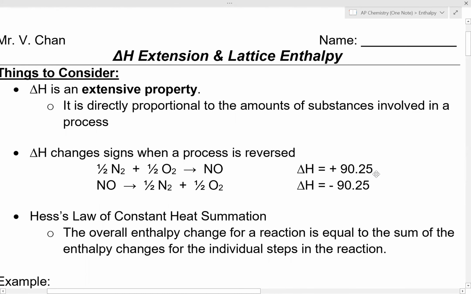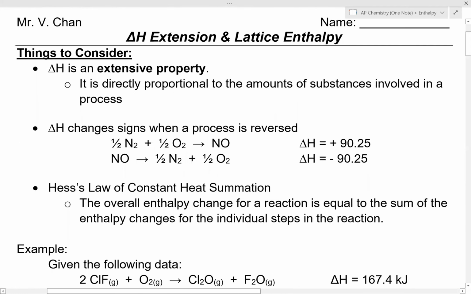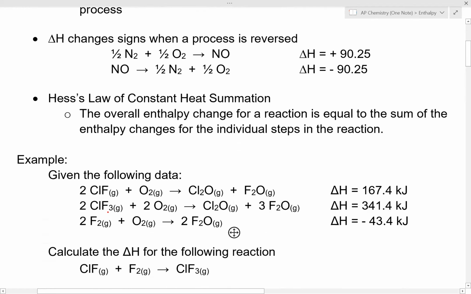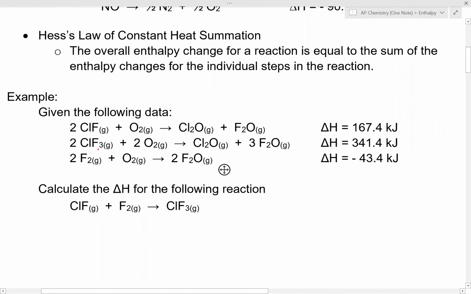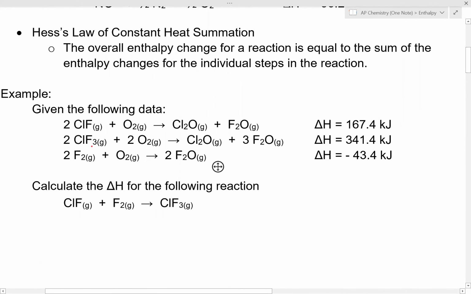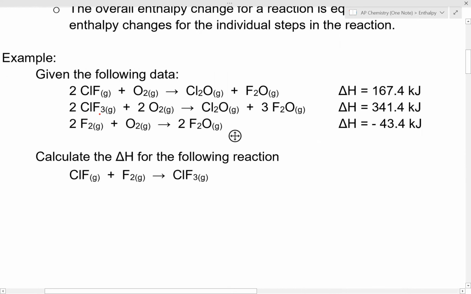Now, one thing we can do with delta H is follow something called Hess's law of constant heat summation. The overall enthalpy change for a reaction is equal to the sum of the enthalpy changes for the individual steps in the reaction. So basically, if we take the energies of the individual steps and add them together, we get the energy change for the overall reaction. Let me give you an example.